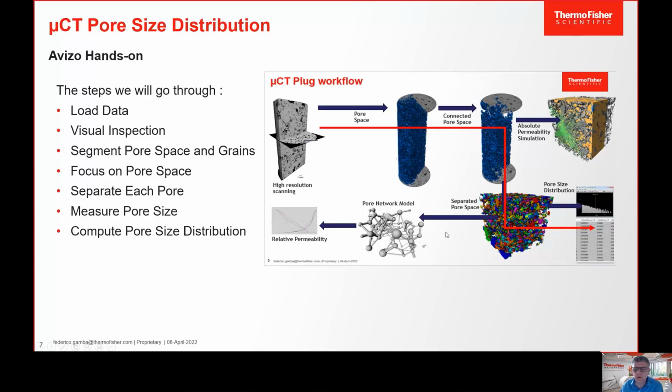If you want to compute a pore size distribution, a sort of bar chart with the sizes of the pores, the standard workflow would be: load the data, look at it, segment and separate pore and grain, and then temporarily throw away the grains because you don't care about them for this workflow. Then compute the porosity, the connected porosity, separate each pore, measure each pore, and make a distribution chart. That's the goal of this hands-on.